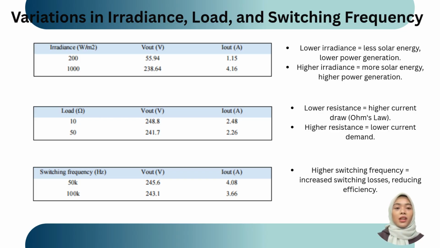At a switching frequency of 50 kHz, the output voltage is 245.6 volt and the output current was 4.08 ampere, which provides a good balance between efficiency and voltage regulation. However, when the switching frequency was increased to 100 kHz, the output voltage decreased slightly to 243.1 volt, and the current dropped to 3.66 amperes.